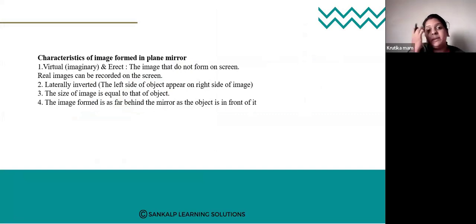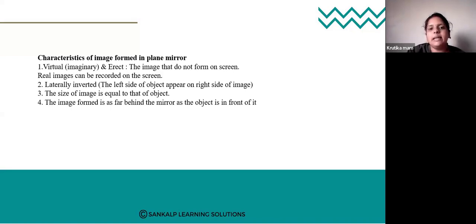Already we know the images are not formed on the screen. Okay, so that is called the virtual image. Erect. So what do you mean by the erect? So how you will stand, same image you will see, right? So it is an erect image. It will give you the erect image.